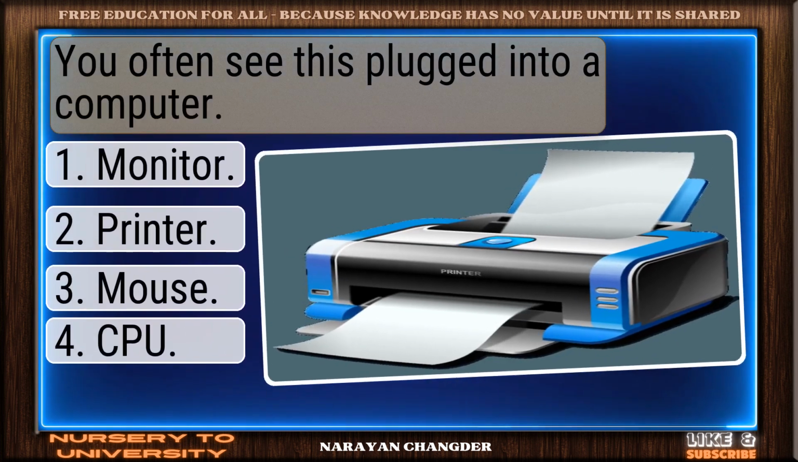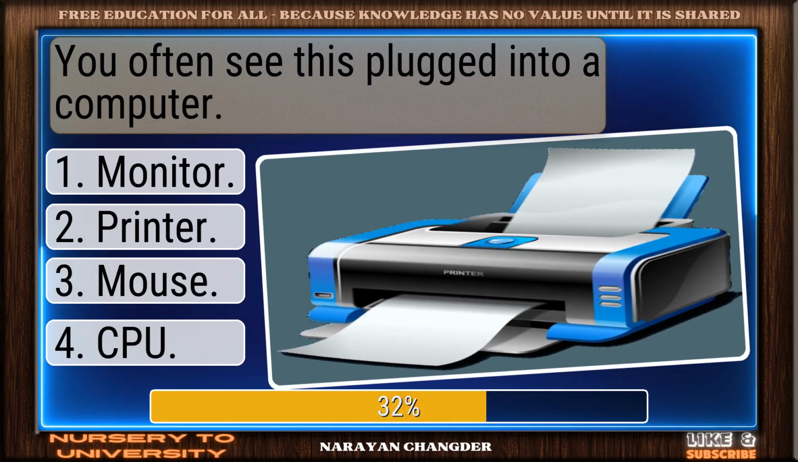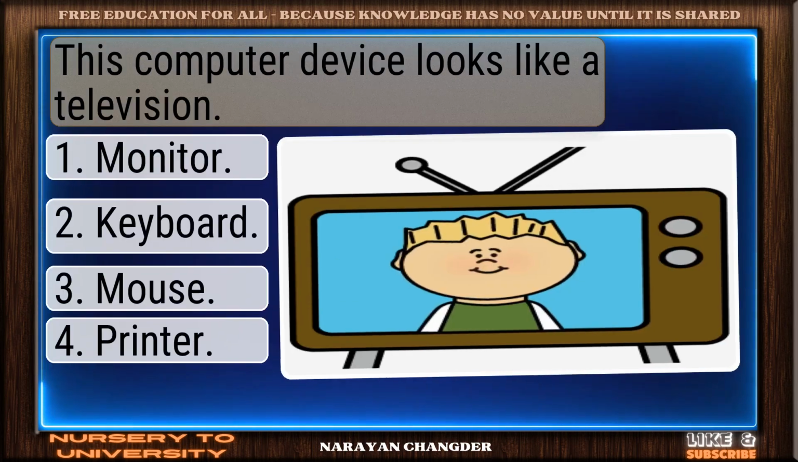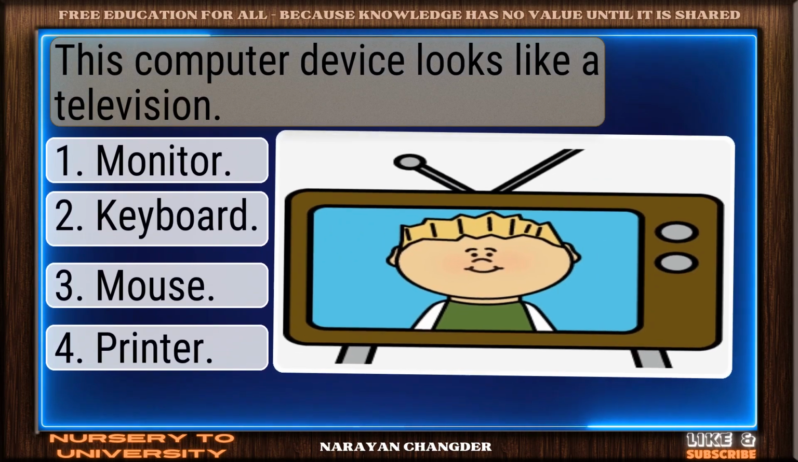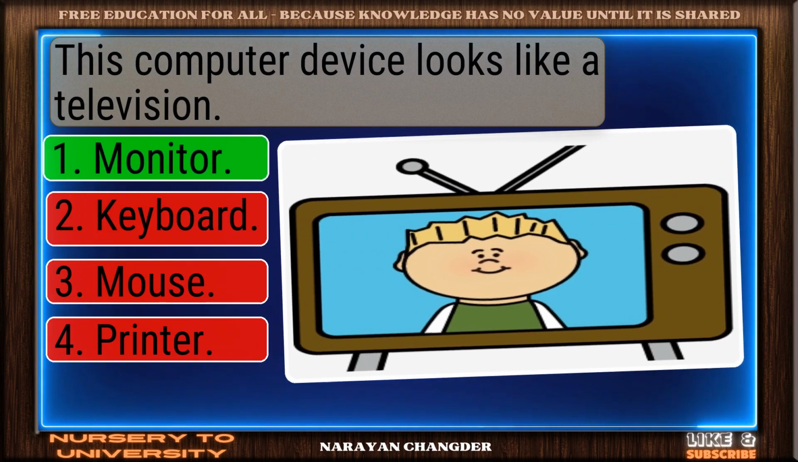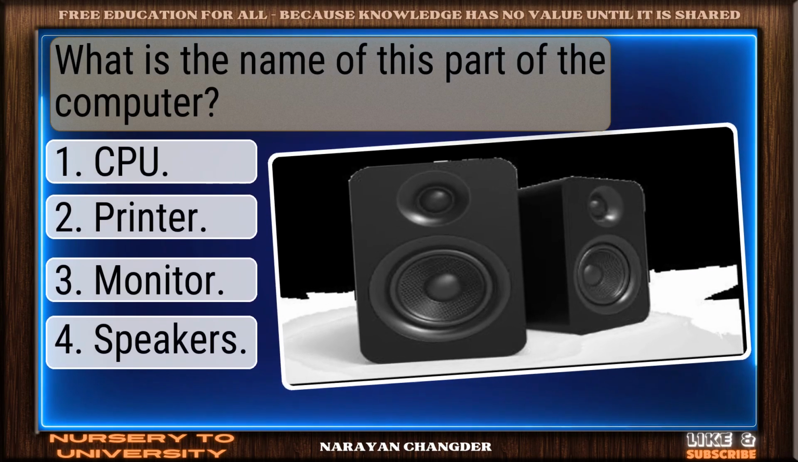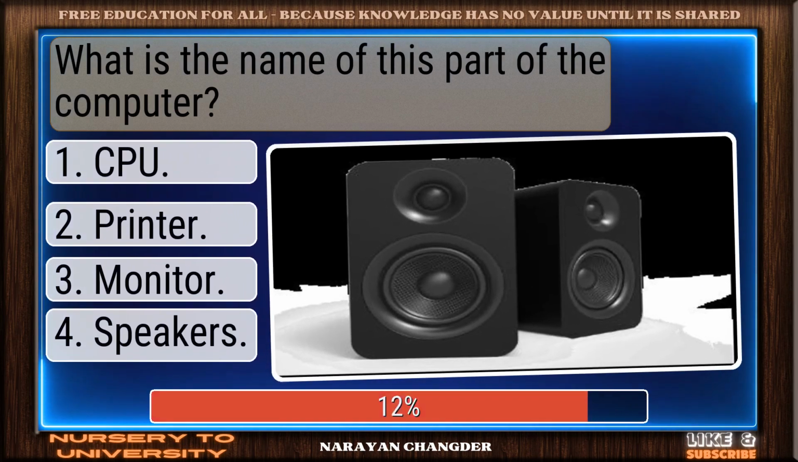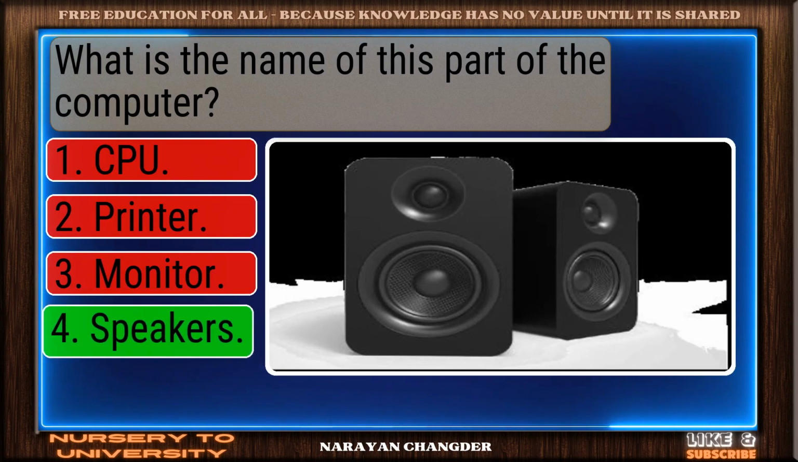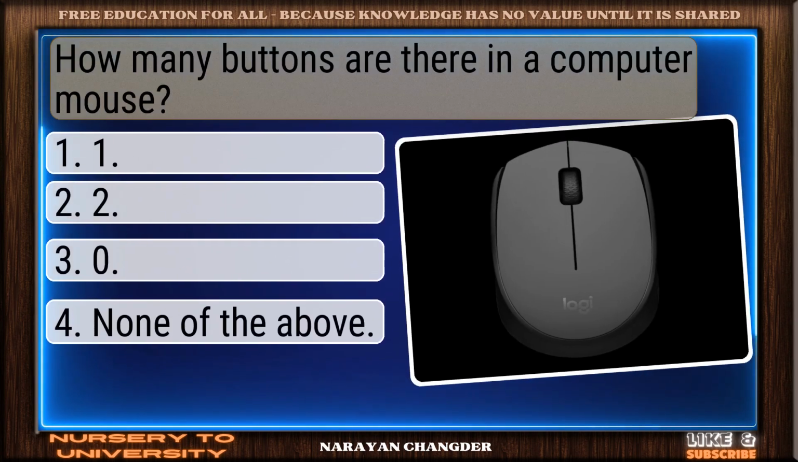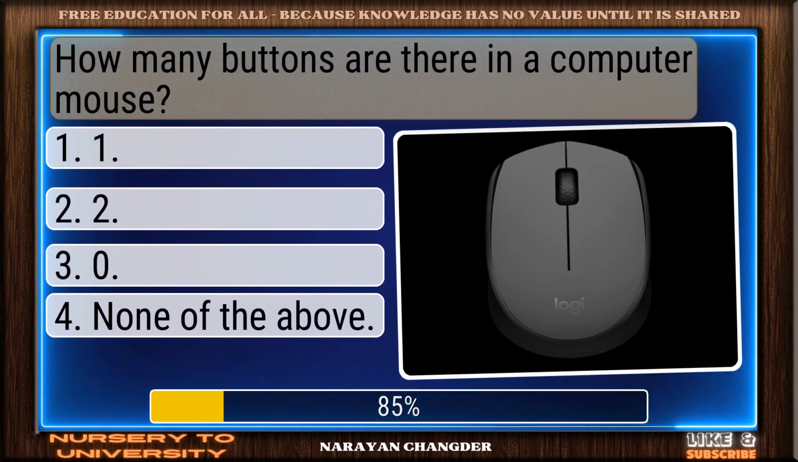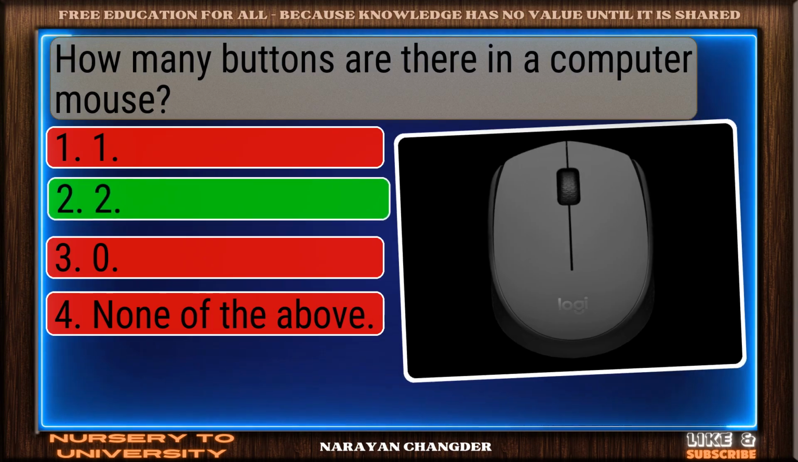You often see this plugged into a computer. Strong choice. Printer is right. This computer device looks like a television. Nice selection. Monitor is correct. What is the name of this part of the computer? Nicely done. Speakers is solid. How many buttons are there in a computer mouse? On track. 2 is correct.